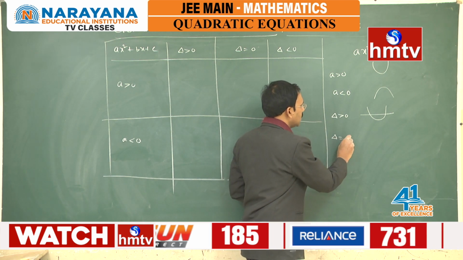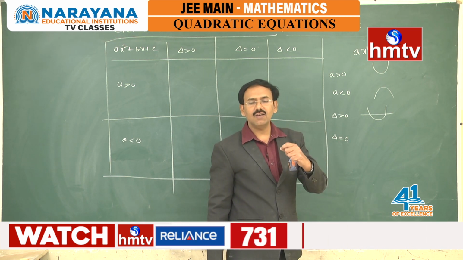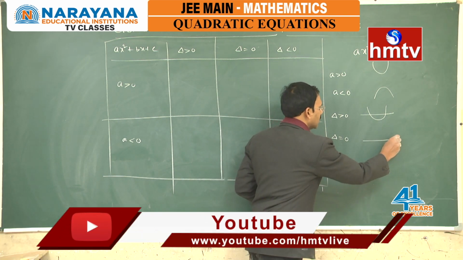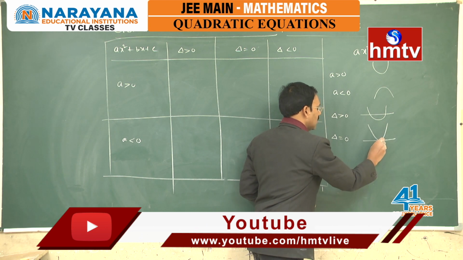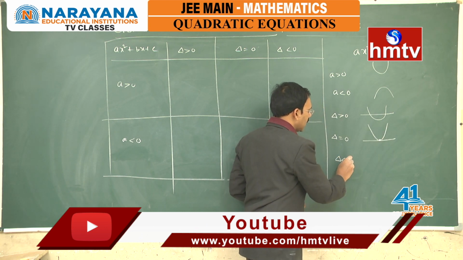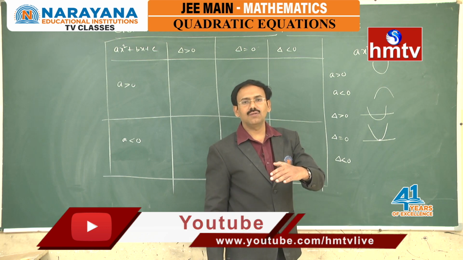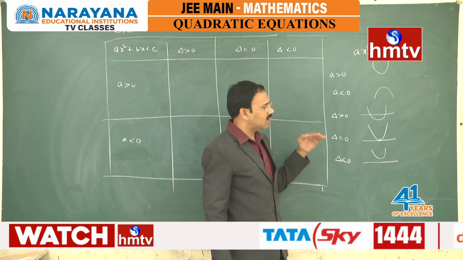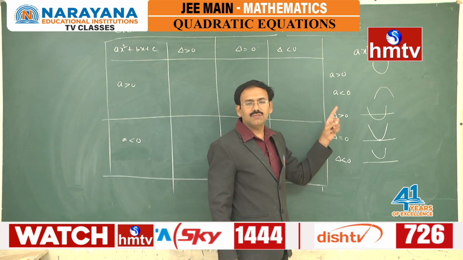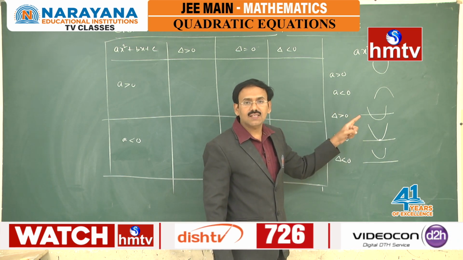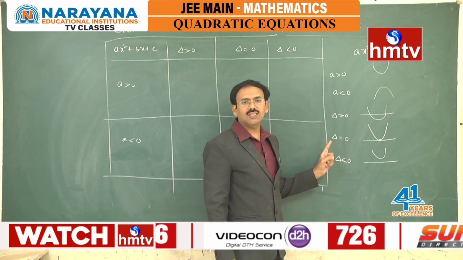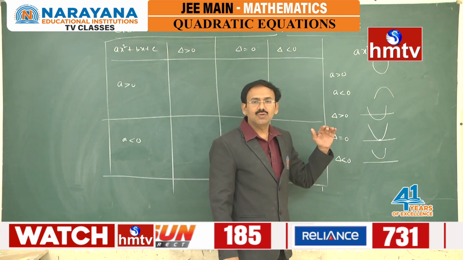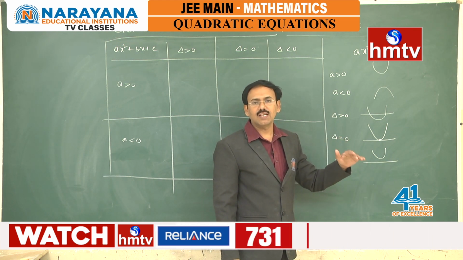If delta is 0, it must have real and equal roots, that means it will touch the x axis only once, it will be like this. And if delta is negative, it should not have real roots, that means it should not cut the x axis. 3 points, let me repeat. If delta is positive, the graph has to cut the x axis at 2 points, delta 0, it has to touch at 1 point, delta negative, it should not cut the x axis because it has no real roots.